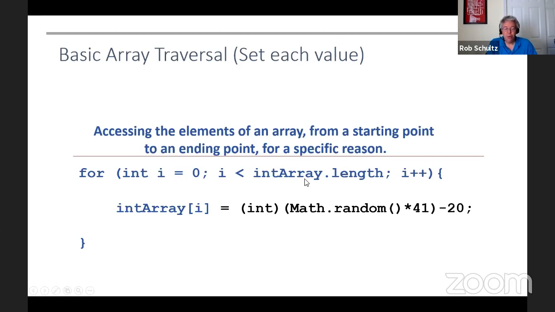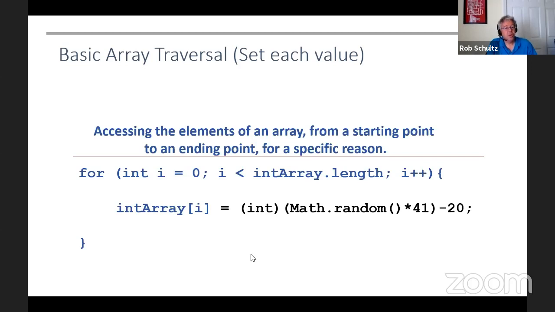We're going to end when we hit the point that our index position or our loop control variable is equal to the length of our array. So I'm giving it a starting point, I'm giving it an ending point, and I have a specific reason. I'm going to use the exact same little formula that we used a second ago to fill int array position 0, but now I'm going to use it every time my loop control variable increments. I'm going to use that loop control variable to set the value of that array position equal to a random number between -20 and +20.